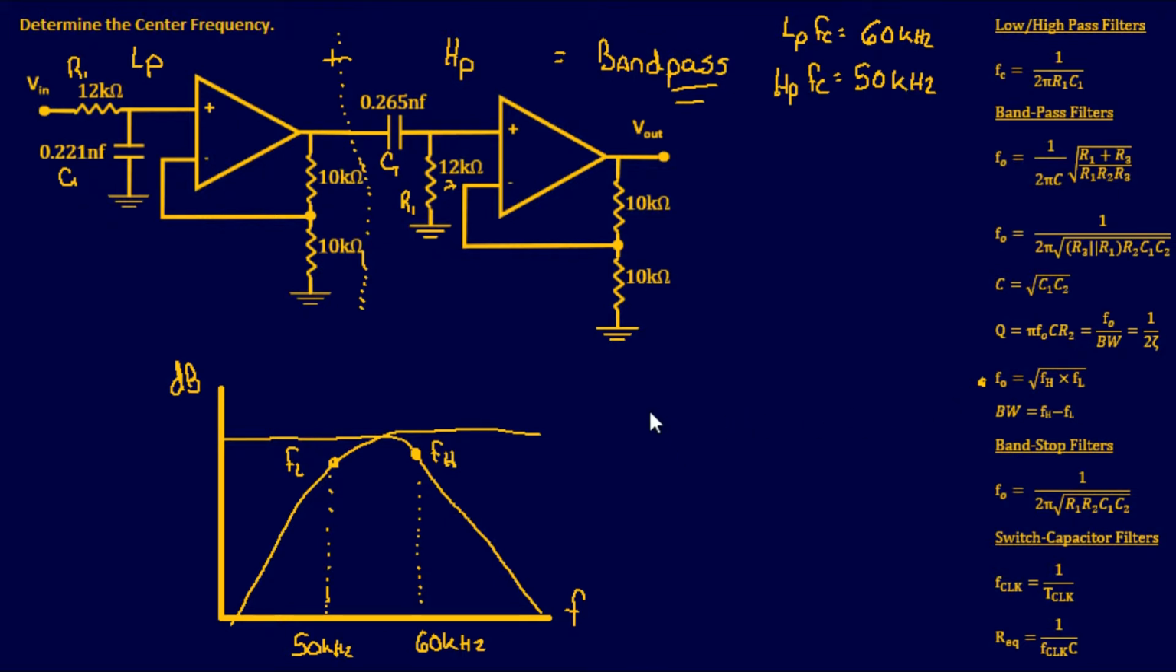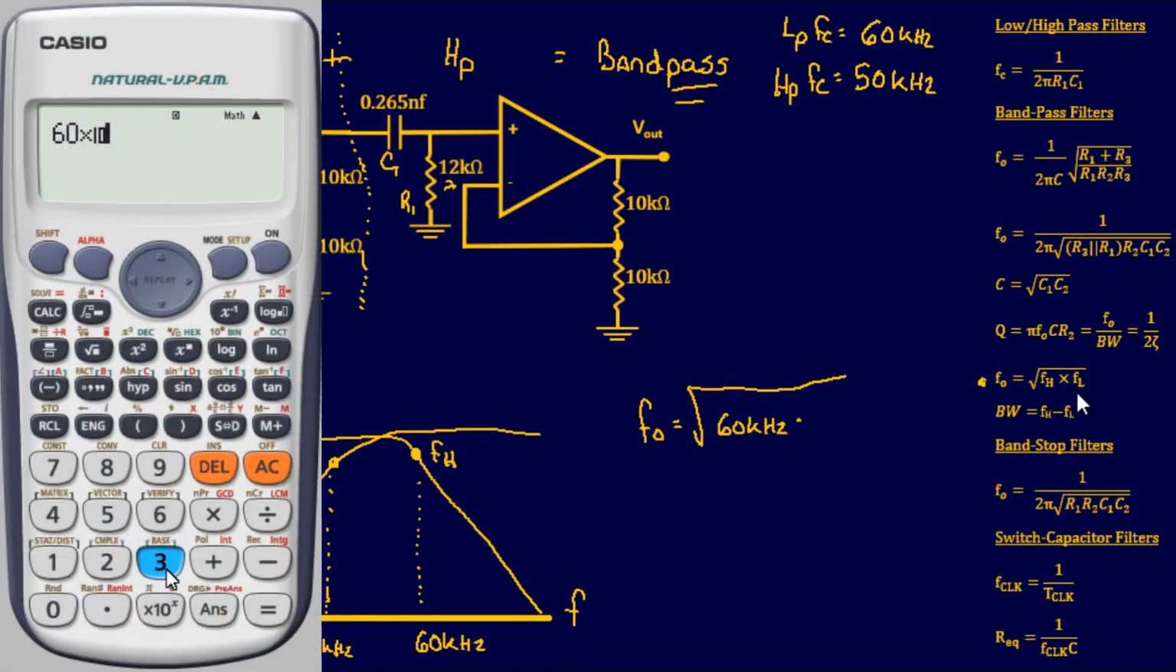So we determine our center frequency by f of o equals the square root of your high cutoff, which is 60 kilohertz, times your low cutoff, which is 50 kilohertz, and then just plug and chug that in our calculator.